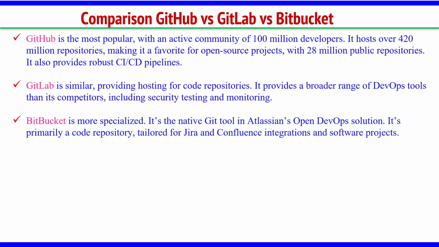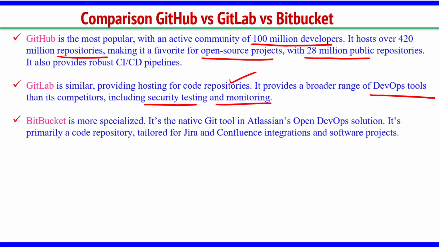What are the differences? Let us understand the differences between these three. GitHub is the most popular with an active community of more than 100 million developers. It hosts over 420 million repositories, making it a favorite for open source projects, and almost 28 million public repositories. GitLab is similar, providing hosting for code repositories. It provides a broader range of DevOps tools than GitHub and BitBucket. It supports a lot of DevOps tools, including security testing and monitoring. Everything can be done in GitLab itself.